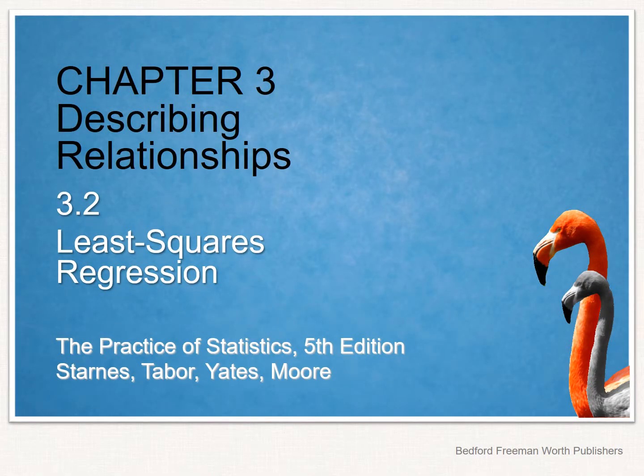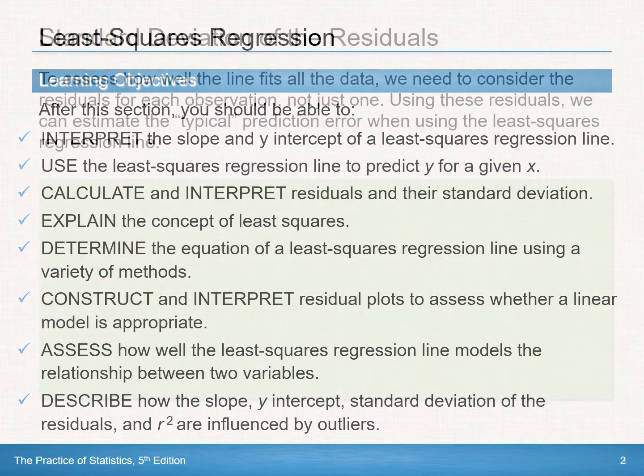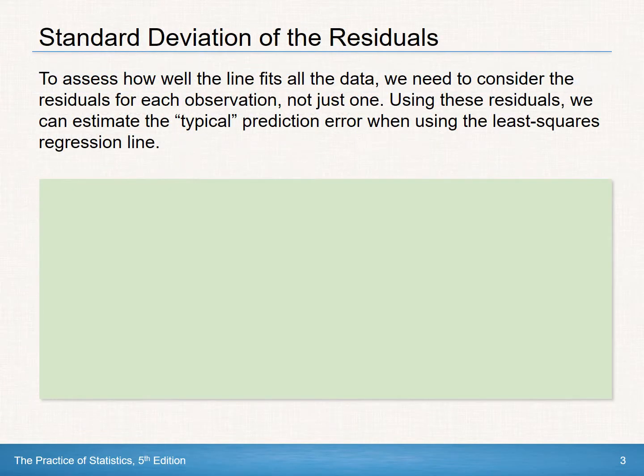In section 3.2c, we're going to take regression lines to the next level, where we're going to talk about standard deviation and R squared as well. So you remember back in chapter 2 when we did standard deviation, it was the typical distance a data point was from the mean. So the standard deviation of the residuals is to assess how well the line fits the data.